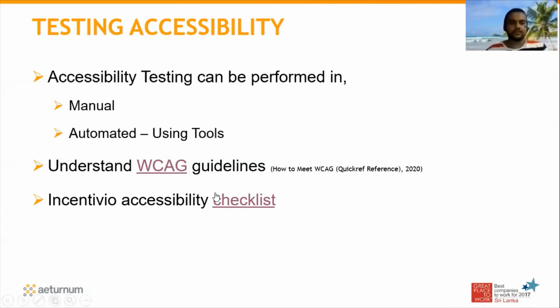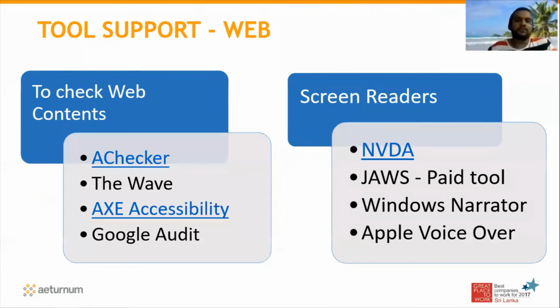Hold on. All right. So, tool support for web accessibility. To check web content, we have several different tools. One is a checker, and another is WAVE. There's also another one called Accessibility and Google Audit. There are several different tools, but I include the ones I'm familiar with. For screen readers, the most famous are NVDA and JAWS, which is a paid tool, and Windows Narrator, and for Apple it is Apple VoiceOver.